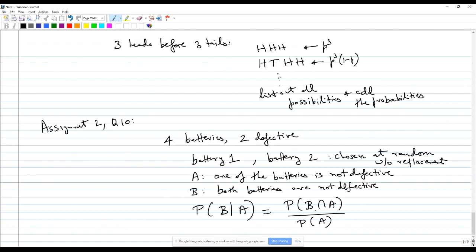If you think of B intersect A, that will be the same as B. So more or less what you have to find is probability of B by probability of A. Compute the probabilities. You're choosing two things at random without replacement. That's easy to do. Once you do that, you'll get the answer. Hopefully this is clear.